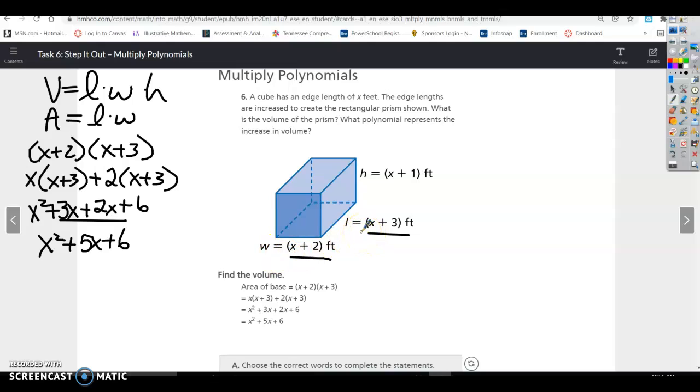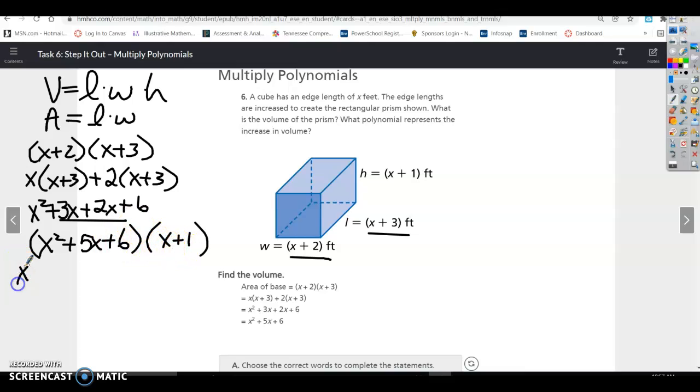So what we want to do, well, let's answer the questions first. But to find the volume, we have to also multiply by x plus 1. So we're going to take the length and width that we've multiplied, and then we're also going to multiply that by x plus 1. Okay, so when we do this, that's length times width times height, and that will give us the volume of this rectangular prism. So actually, I was going to answer the questions first, but let's go ahead and find the whole volume.